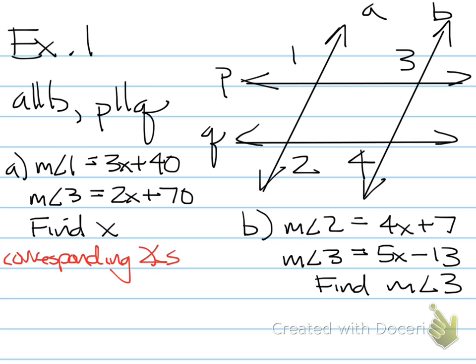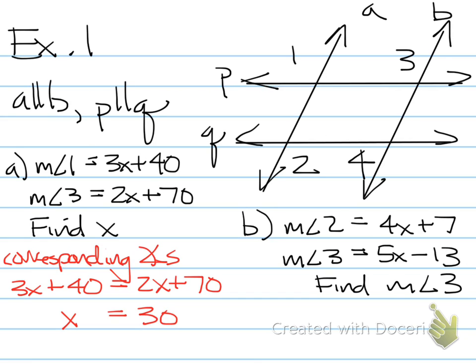The transversal is P, so since lines A and B are parallel, then that means that angles 1 and 3 are congruent. So we're going to set those two expressions equal to each other and solve for x. Subtract 2x from both sides, it will give us x on the left side. Subtract 40 from both sides, and we'll get 30 on the right side. So x would equal 30.